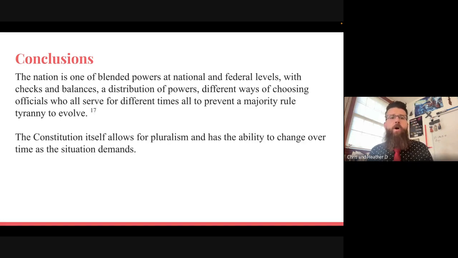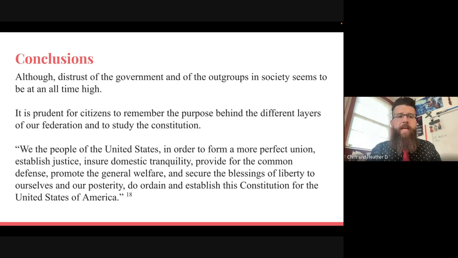The nation is one of blended powers at national and federal levels, with checks and balances, a distribution of powers, different ways of choosing officials who all serve for different times. They all have different term lengths, all to prevent majority rule. We have the Electoral College for a reason, so that we do not evolve or devolve into a majority tyranny. The Constitution itself allowed for pluralism. The Constitution has the ability to change over time as the times and the situation demand.